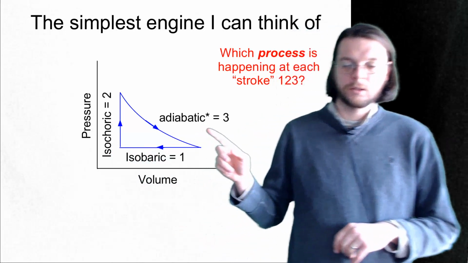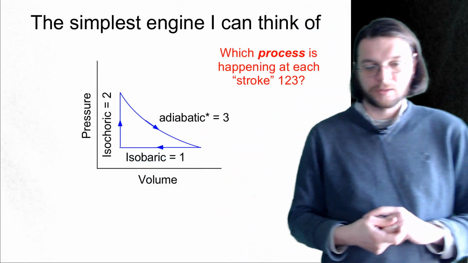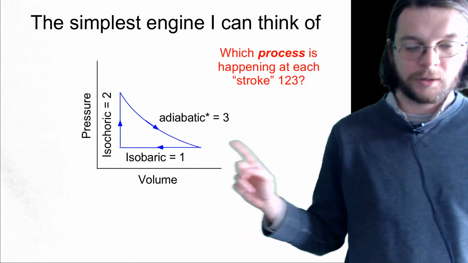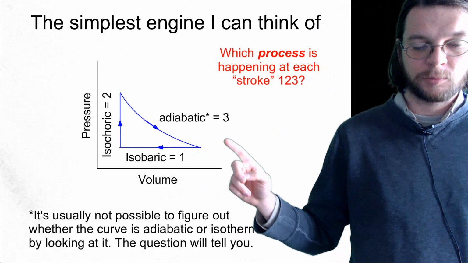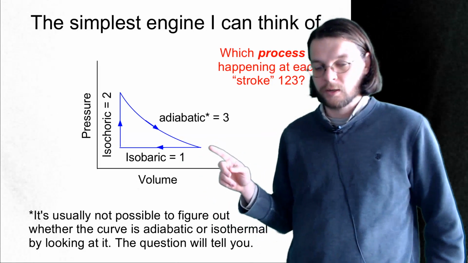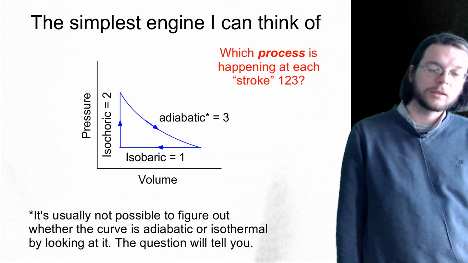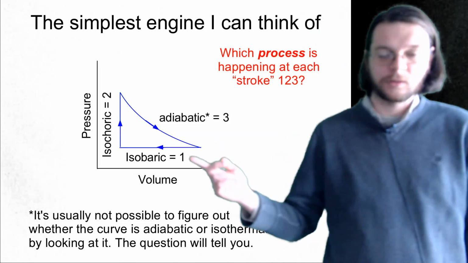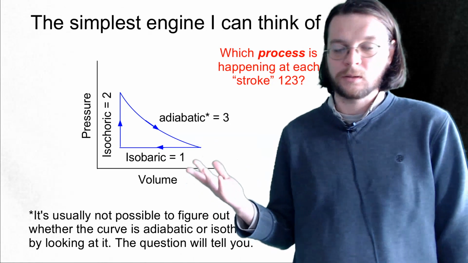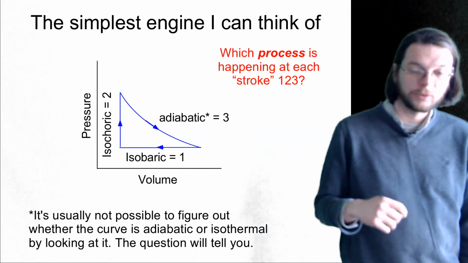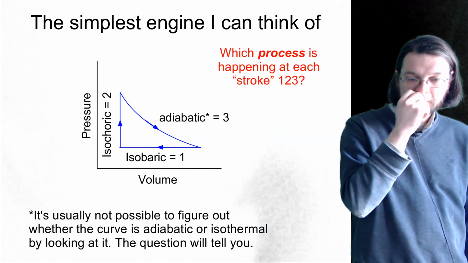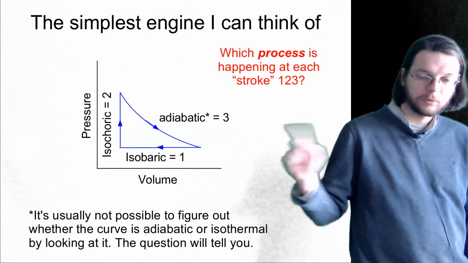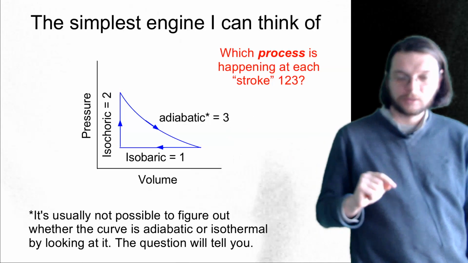And then the third step, which is an expansion step, I'm going to say it's adiabatic. Typically, it's not quite possible just to stare at this plot and determine whether it's adiabatic or isothermal. Typically, the question that you're reading will say, oh, by the way, this is an adiabatic expansion, or oh, by the way, this is an isothermal expansion. So for the next couple of slides, like 10 slides or so, let's assume it's adiabatic. We'll come back to the possibility that this is isothermal later.